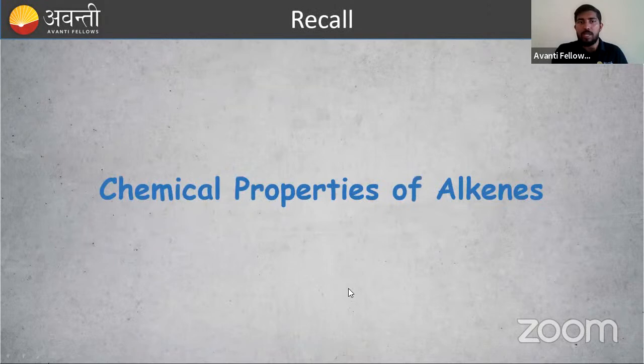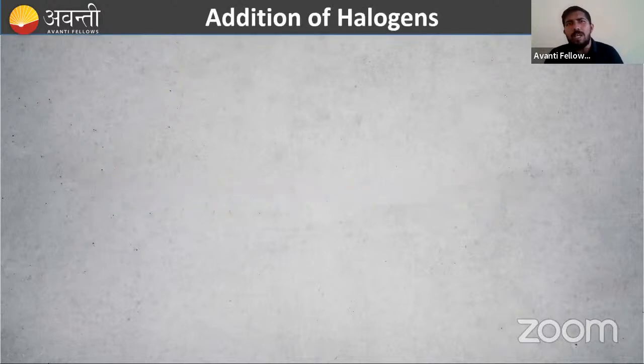Then this is very important: the chemical properties of alkenes. What are chemical properties? In methods of preparation, we have some functional group, we add something to it, and we get an alkene. Chemical reactions of alkenes means we take the alkene, add some reagent, and it gets converted into some other functional group. So that is the difference. It is just the opposite of the methods of preparation.